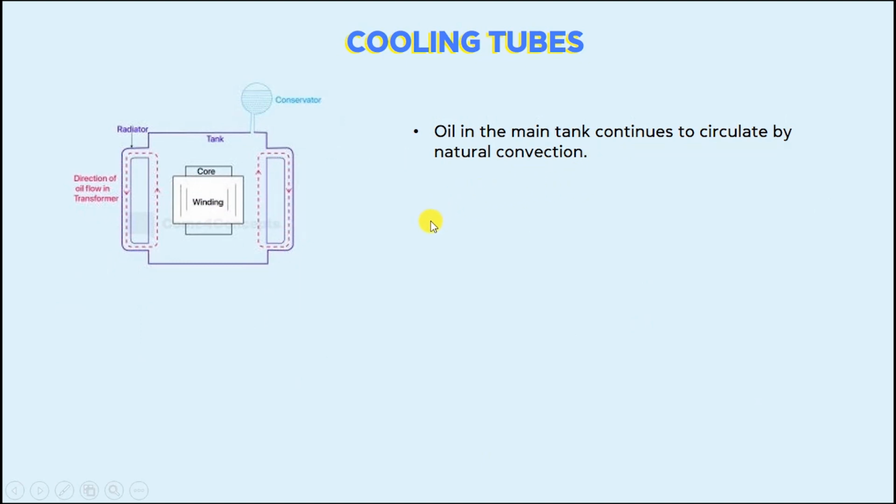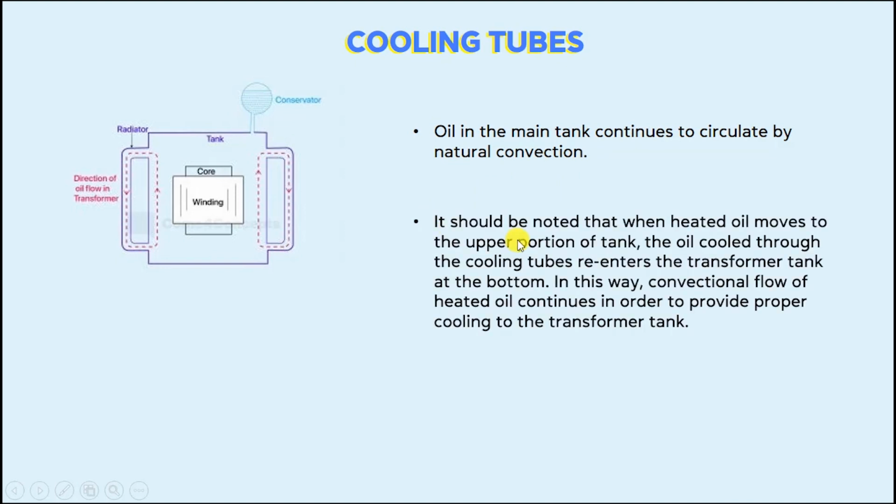Actually, cooling tubes work in such a way that when the heated oil moves to the upper portion of the tank, the oil cooled through the cooling tubes re-enters the transformer tank at the bottom.